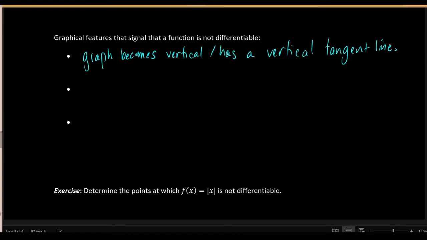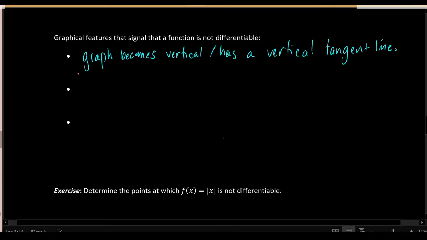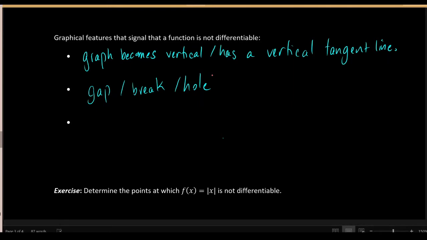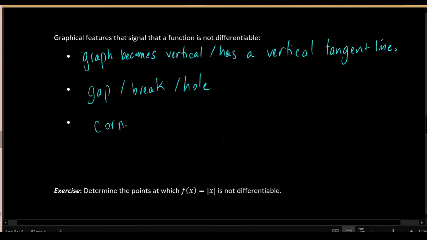There are a couple of other signs that a function is not differentiable at a point. A function is also not differentiable at any location where it's not continuous. So if you're seeing a gap or a break or a hole in the graph, the function is not continuous there, but it's also not differentiable. And finally, the last graphical feature that signals that a function is not differentiable is a corner or a cusp.